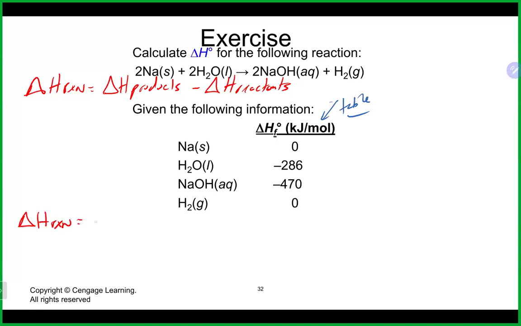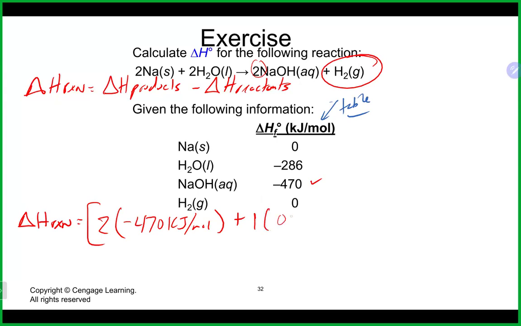So we'll start here with our product side. And on the product side, we do have 2 sodium hydroxide. So we've got to take 2 times the value of sodium hydroxide, minus 470 kilojoules per mole. We do have another product in this case, which is the H2. So we do need to multiply it by 1 times 0 for our H2.